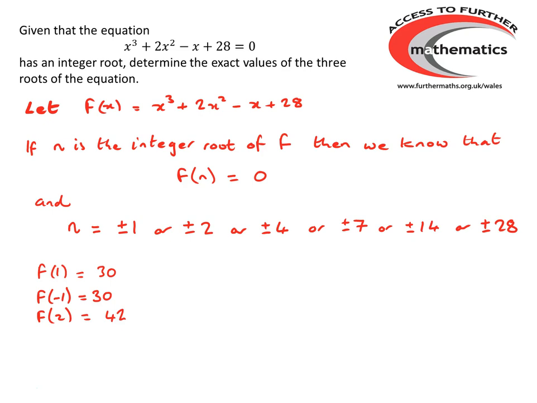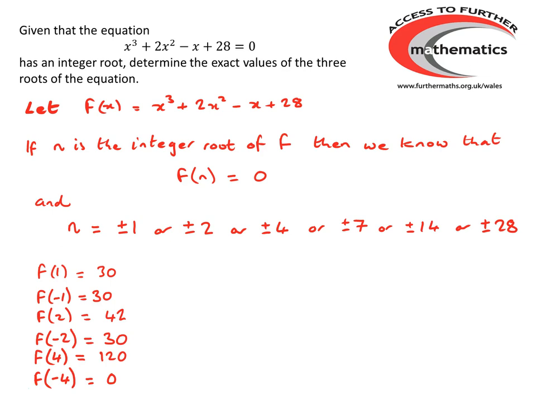f of 2 is 42. That's no use because we're looking for f of n equals 0. f of minus 2 is 30. Again, that's no use. f of 4 is 120. No use again. However, f of minus 4 is 0.